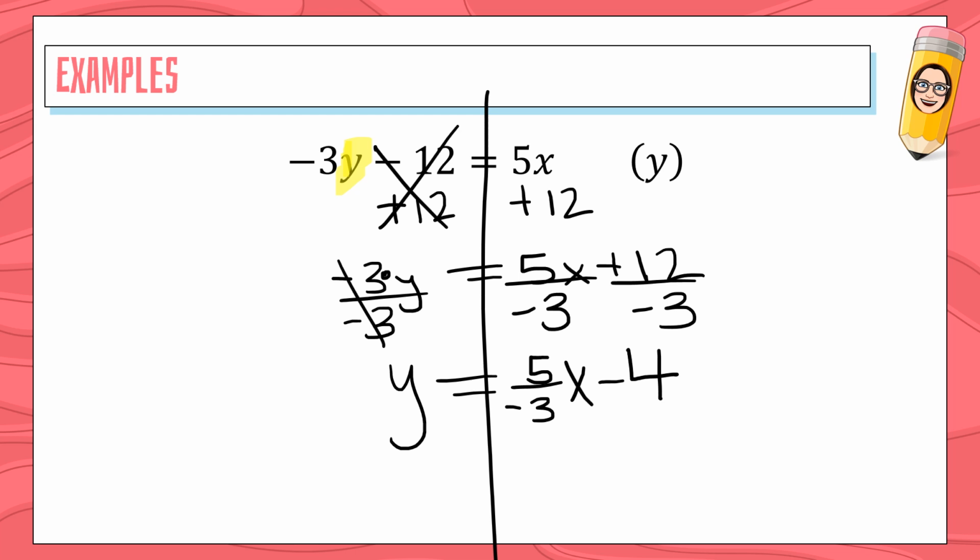So solving for y is a concentration in Algebra 1 because we're going to do it so much. But you have to be comfortable with moving all letters and numbers around.